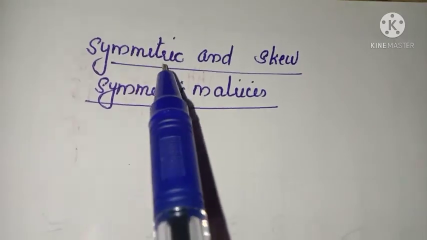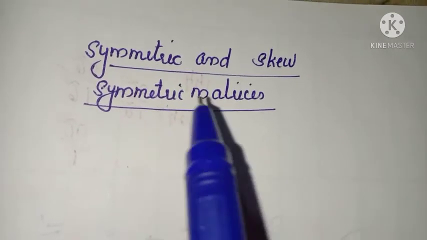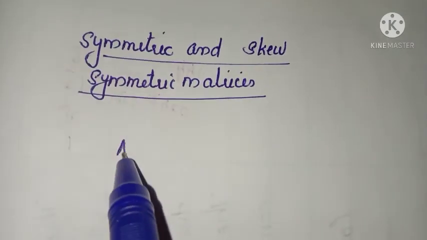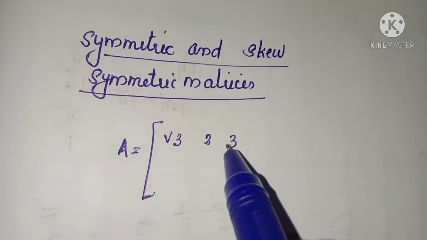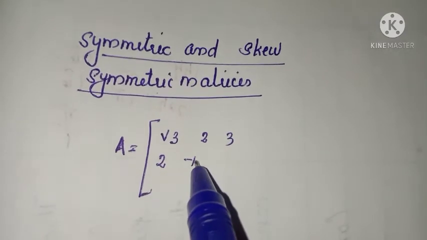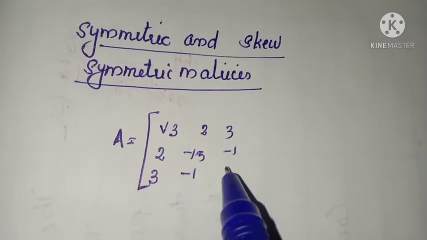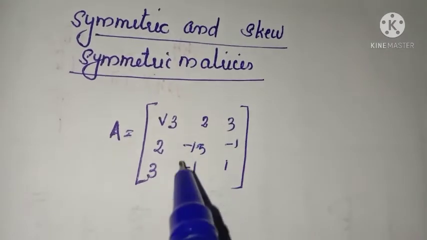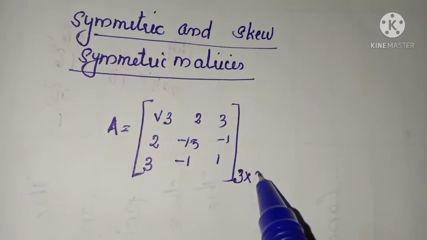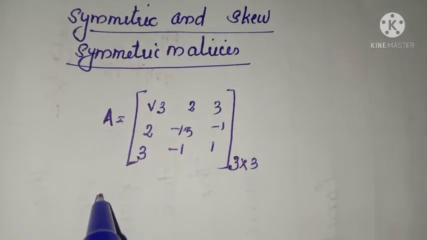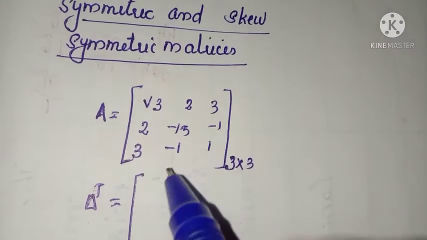Let's see symmetric and skew symmetric matrices. For example, suppose we have a matrix A equal to [root 3, 2, 3; 2, -1.5, -1; 3, -1, 1]. This is the matrix. Here 3 rows and 3 columns, so the order is 3 by 3. Now what is its transpose? Listen, rows become columns.